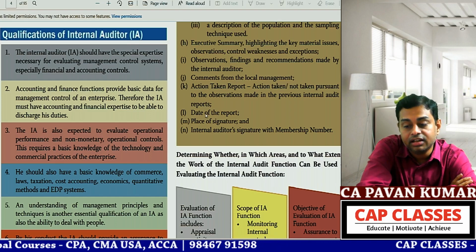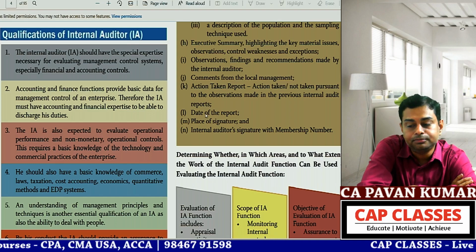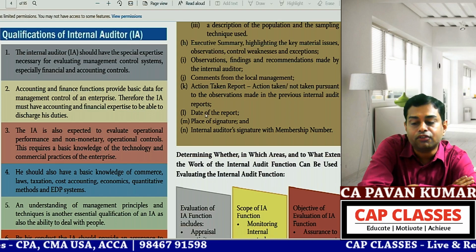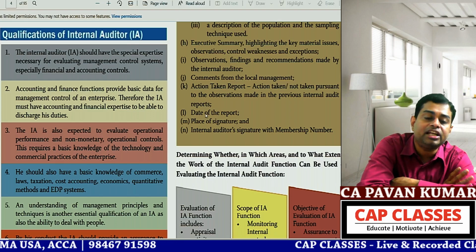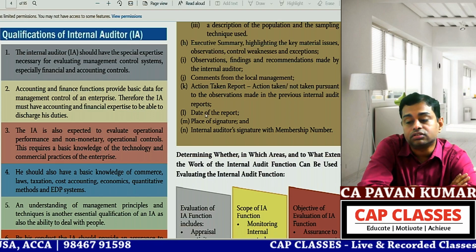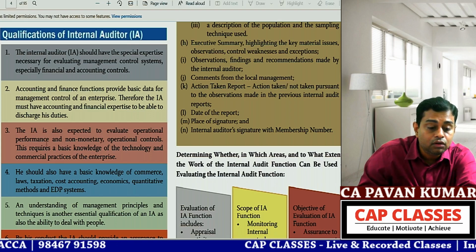There is a question in CA Intermediate chapter 1. What are the qualities of auditor? That same question answer copy paste applies to internal auditor also. Now Sachin will read this. 1, 2, 3, 4, 5, 6.